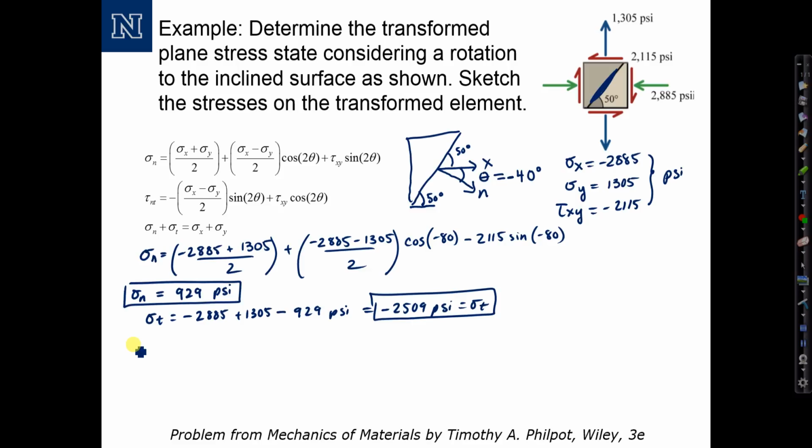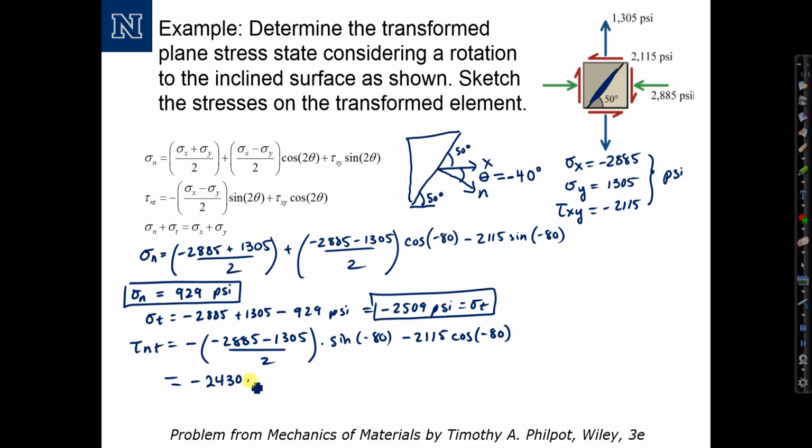And finally, tau nt equals negative sigma x minus sigma y, which is negative 2885 minus 1305. Careful tracking of signs through these calculations. Divided by 2, times sine of negative 80 degrees, which is 2 theta, plus tau xy, negative 2115, times cosine of 2 theta, or negative 80 degrees. And that computes to negative 2430 psi for tau nt.